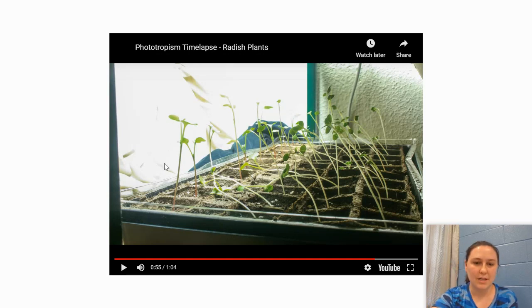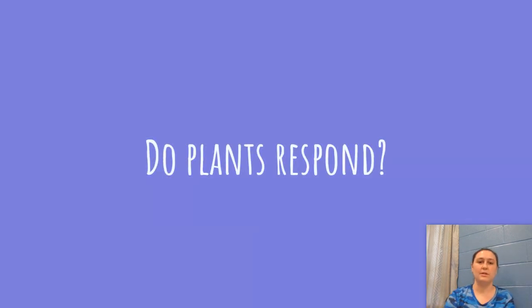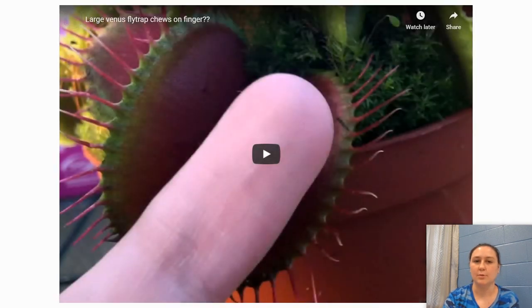These plants up front, they don't have to bend as much because they're right directly next to the window. So they've got plenty of sun. But these plants way in the back, they straight up, they don't have any sun above them. So they have to lean towards that sunlight. So the question was, do plants respond? Yeah, they grow towards the sun. Are there other ways plants can respond to their environment? Let's watch this video, one of my favorite videos.